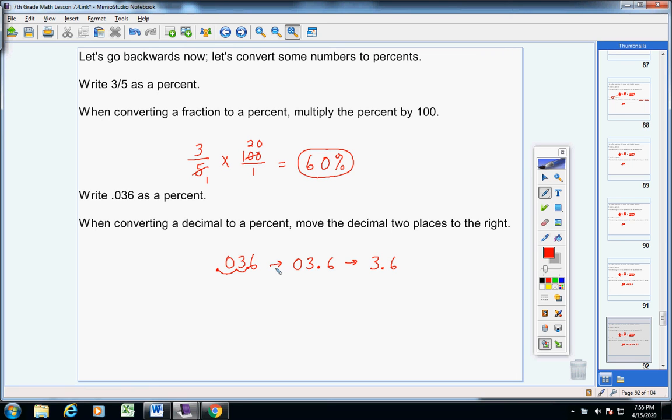All right. Now, don't forget to put your percentage sign. Okay, that's very important. If you don't do that, I'm going to take points off. Okay, you have to put your percentage sign. So what I'm saying is this.